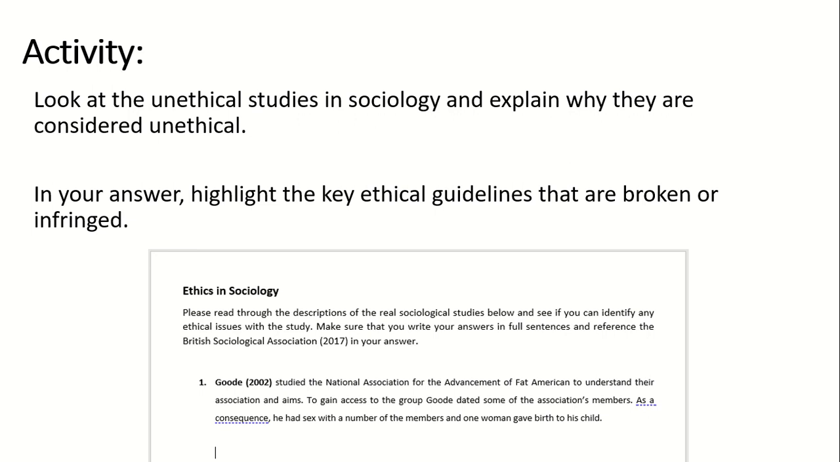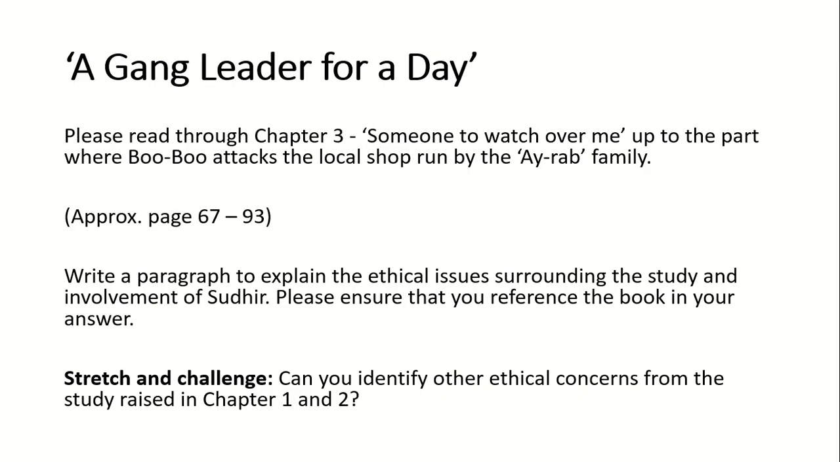If you're printing this off, write it on separate line paper, and make sure that you're writing in full sentences. In your answer, I want you to really highlight the key ethical guidelines that are broken. I mean, physically highlight it. So, for instance, if the sociologist doesn't have informed consent from the participants. And in each study, there could be more than one ethical guideline that's broken. And I fully want you to explain it, and I want you to reference back to the research. So you can pause this video to do that if you would like.